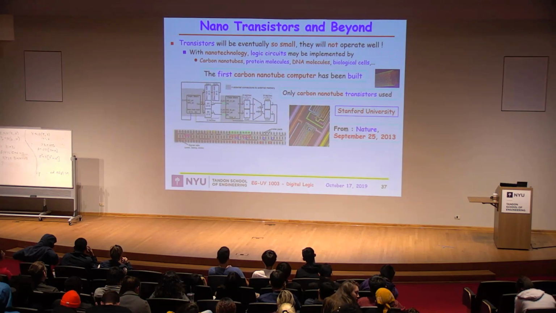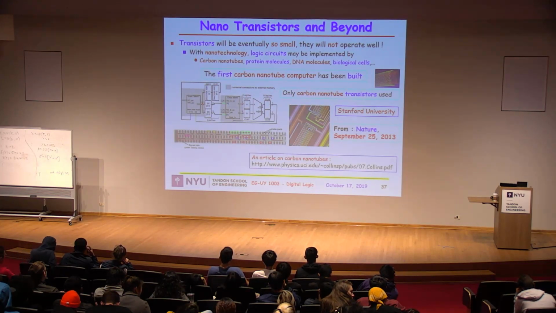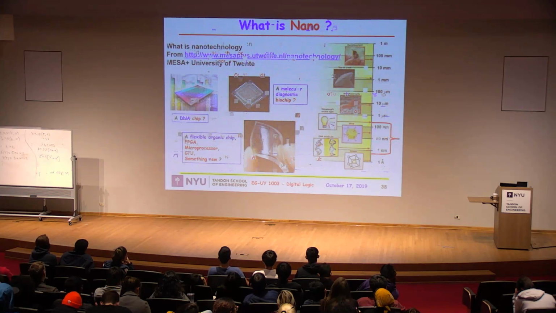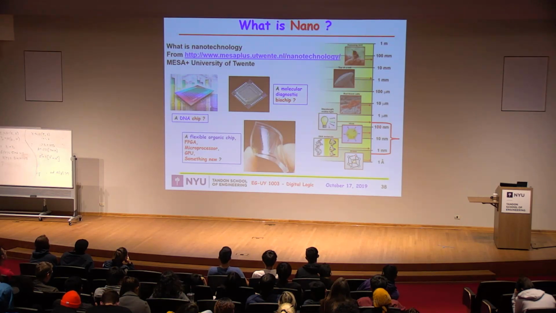The first carbon nanotube computer has been built, everybody. So we have a lot of experience with carbon nanotubes. They may be replacing silicon transistors. Everybody, let's make sure that we know the meaning of nano. It is below 100 nanometers and about 1 nanometer, about the size of complex molecules like DNA molecules. All right, when we say nanotechnology, we mean this scale.